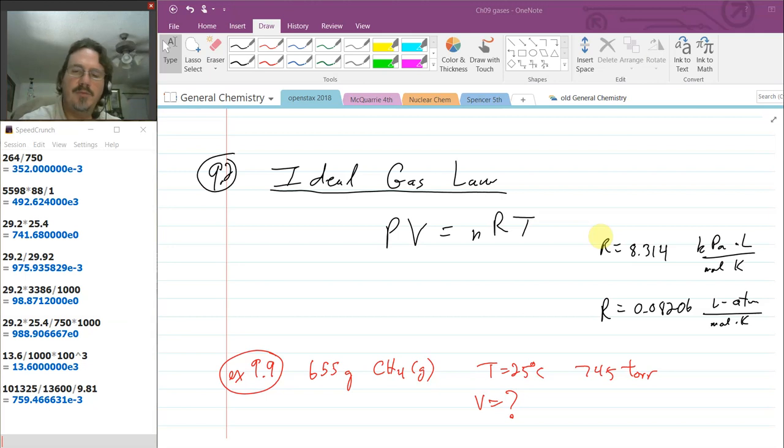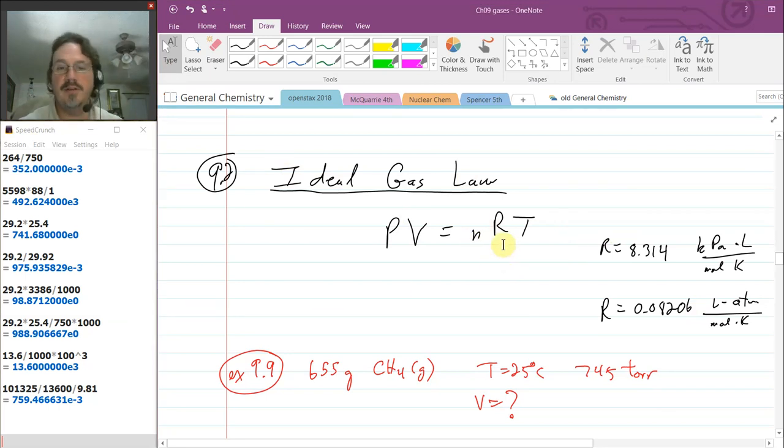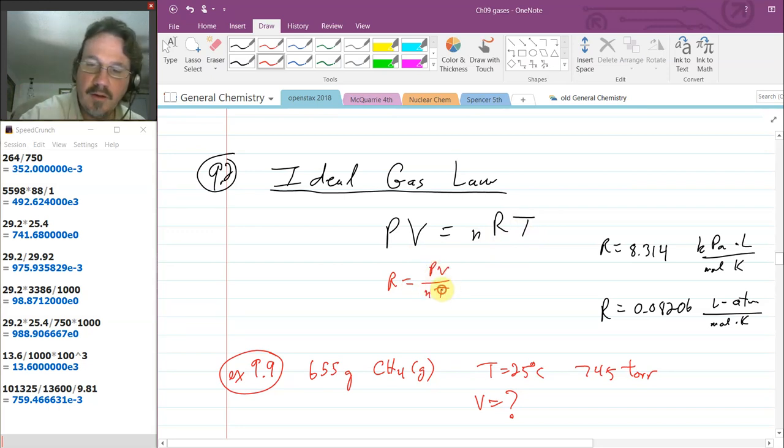Pressure times volume equals the number of moles, that's n here, times, sorry, I can't find my cursor, there we go, the number of moles times R, which is just a constant called the ideal gas law constant. I know, very original name there, right? And T is temperature. Another way to think about this is if I take this and solve it for R, R is always equal to pressure times volume over n over T.